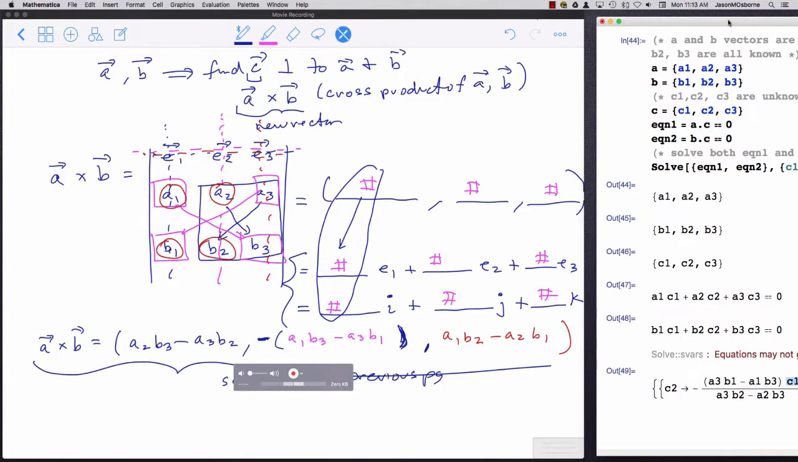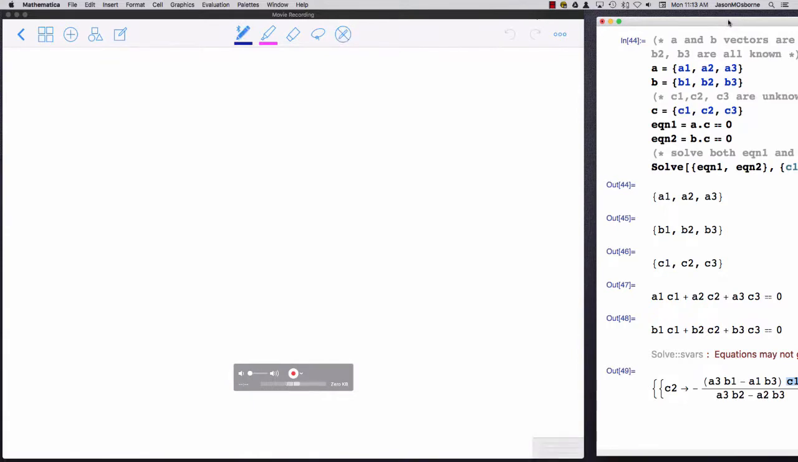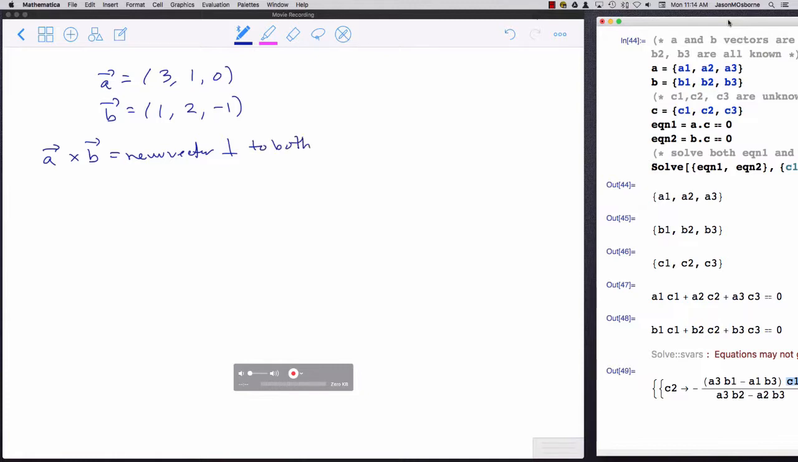Okay. So let me do an example with actual numbers for this cross product operation. Let's say that the vector A is 3, 1, 0, and the vector B is equal to 1, 2, negative 1. The vector A cross B is a new vector, and my claim is that it's supposed to be perpendicular to both A and B. How do you get it? You need to fill in the 3 entries of this vector. Where do those 3 entries come from?